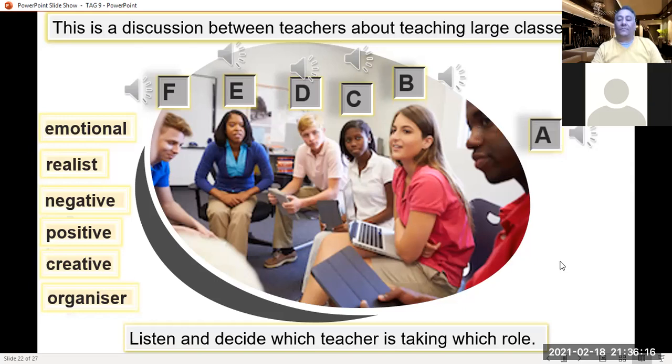Teaching large groups is okay, but you have to make sure everyone knows what they're doing and when to do it. You just need to plan really carefully. I make very detailed lesson plans.